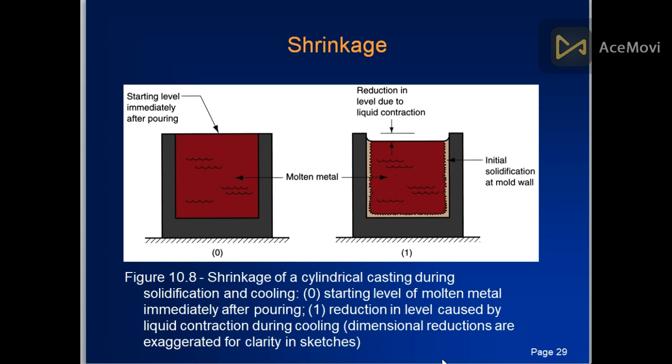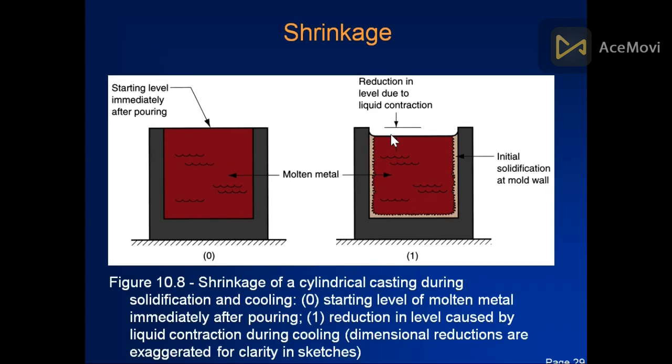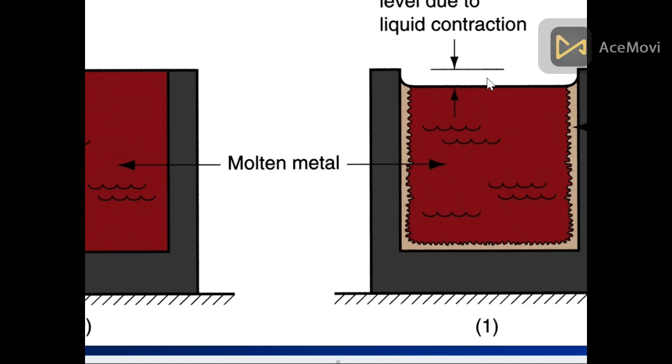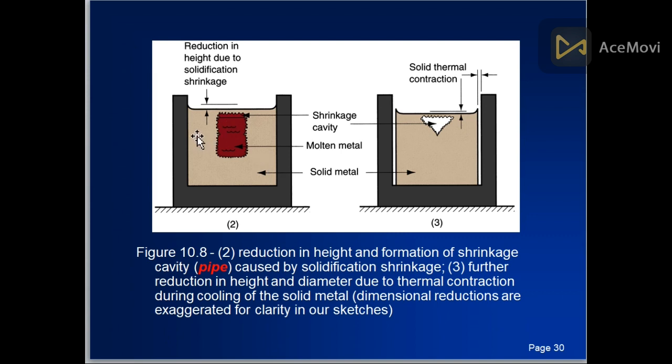What is shrinkage basically? This is the starting level immediately after pouring, when we pour the metal. But after shrinkage, when the volume of the metal reduces, the level is decreased and the area is decreased. When solidification occurs from this side, from this side, from this side, there is also a reduction in height. As solidification gradually increases, this is contracted metal. There are some spaces, a shrinkage cavity. This is called the shrinkage cavity, which can also reduce the properties of the metal. So the risers are made to minimize this.